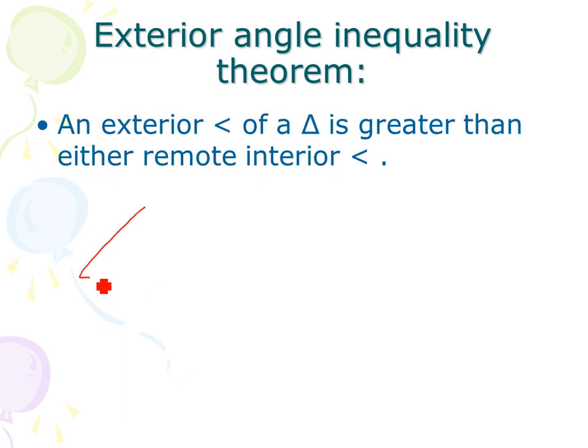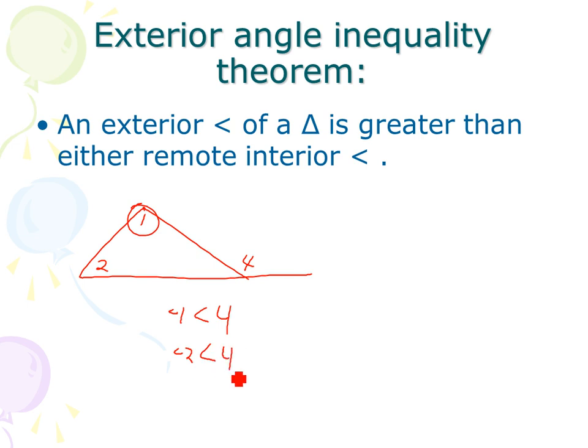All right, write this one down. This one, we're going to hurry through because I don't particularly care for it. What do you know about angle 1 and angle 2 here? They have to add up to angle 4. Remote interior angles, right? Well, what this theorem says is that angle 1 has to be less than angle 4, and angle 2 has to be less than angle 4.